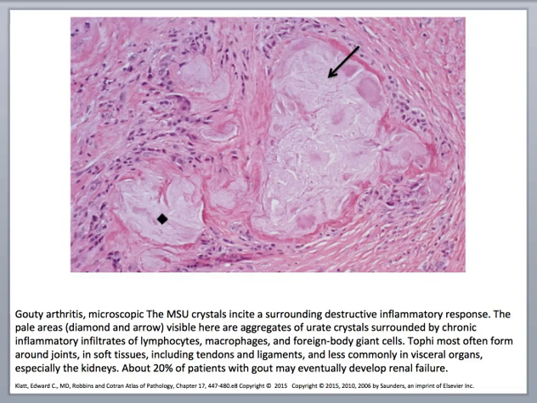Microscopically, the urate crystals are deposited in these amorphous deposits that elicit a prominent chronic inflammatory reaction that consists of lymphocytes, macrophages, and foreign body giant cells. Again, the tophi most often form around joints, but can occur in soft tissues and less commonly in visceral organs, particularly the kidneys. It's notable that about 20% of patients with gout eventually develop renal failure.